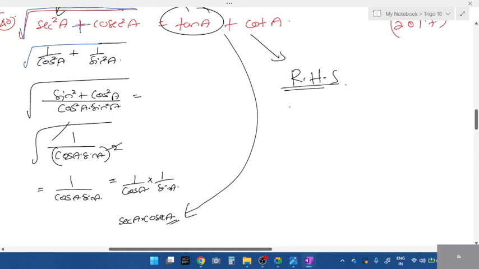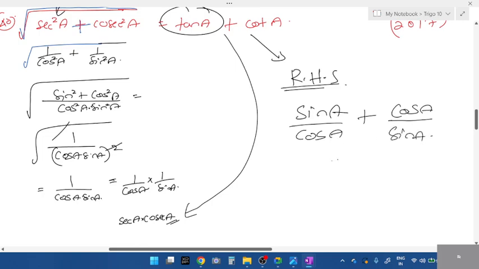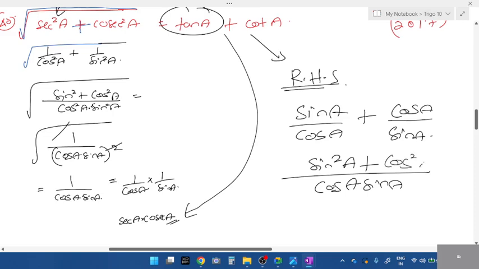Now let us take RHS. Tan A, can write it as, what is tan A? Sin A by cos A plus, what is cot A? Yeah, take LCM, reciprocate. Cos A into sin A. Numerator, what do you get? Sin square A plus cos square A, what is that? So are we getting this left hand side and right hand side?